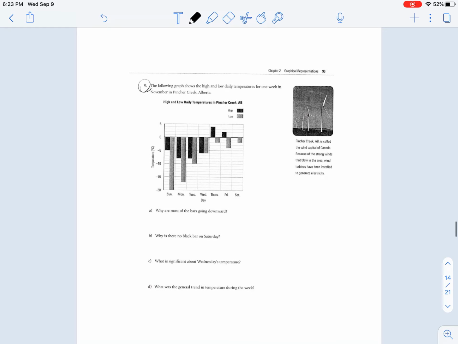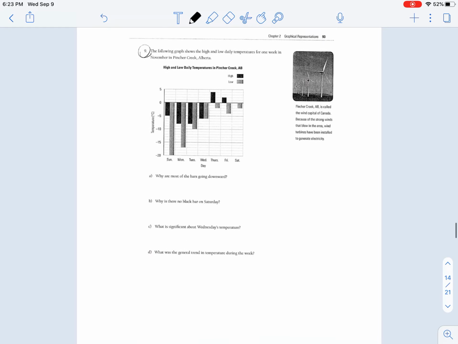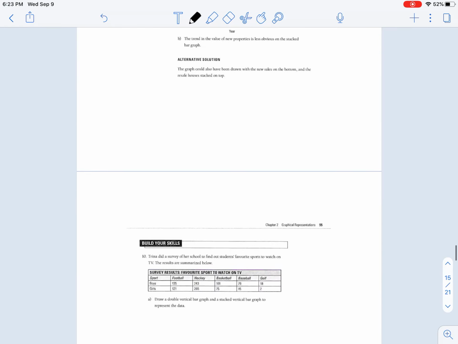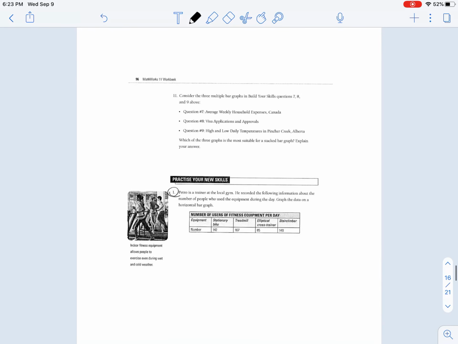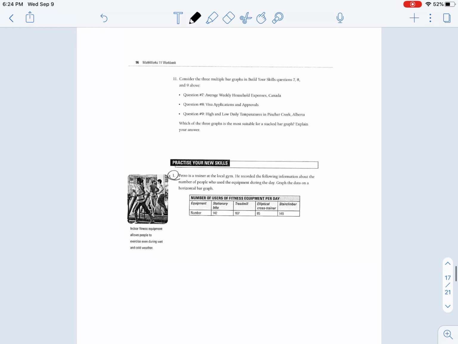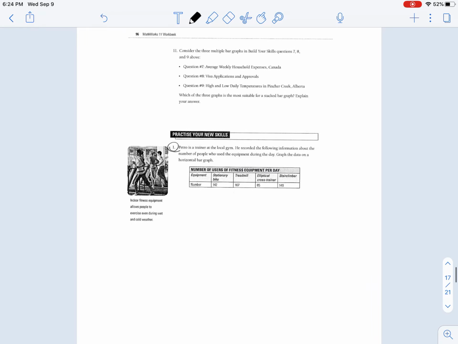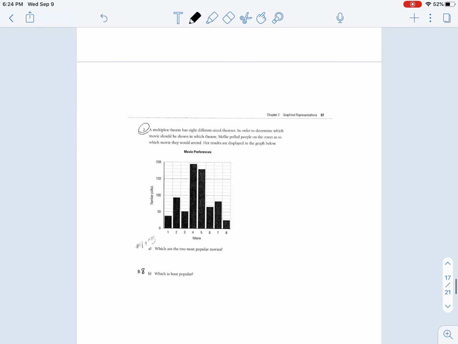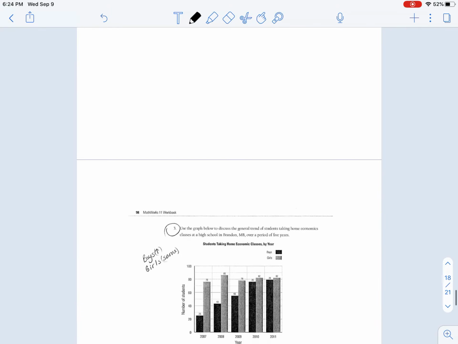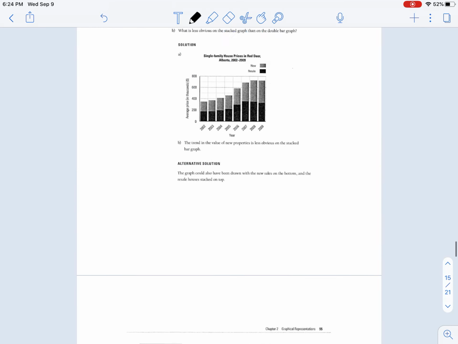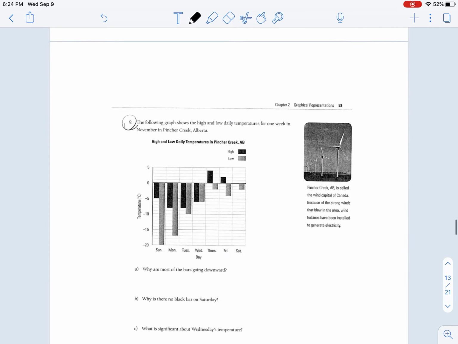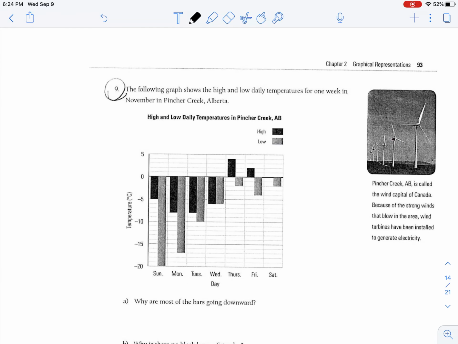Okay. Let's go down a little bit and let's look at number 9, maybe to finish off here. Because you should be able to do number 1 at this point, and you should be able to finish off the remainder of these questions. But let's look at number 9.